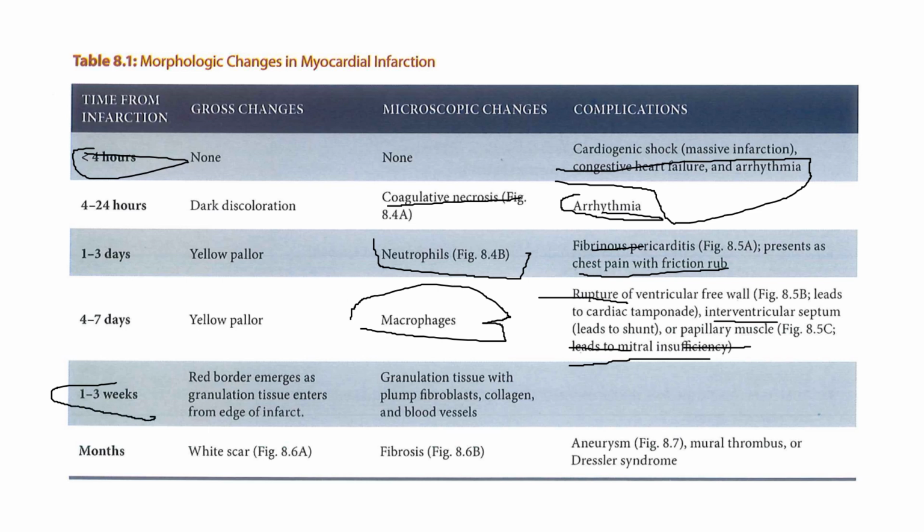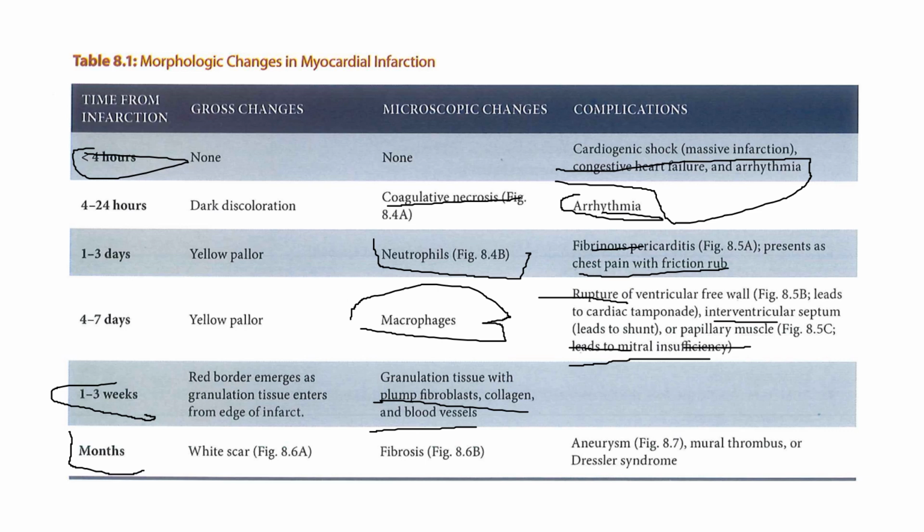There is the formation of granulation tissue. What do we mean by granulation tissue? This is basically the formation of connective tissue or scar tissue, with plump fibroblasts, collagen, and blood vessels. As you all might know, the scar tissue also needs blood supply in order to remain alive. So after months, we get the white scar.